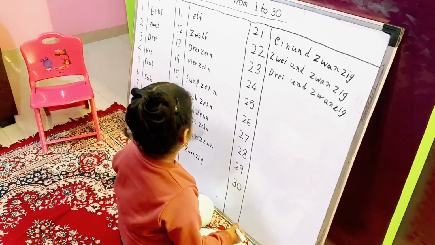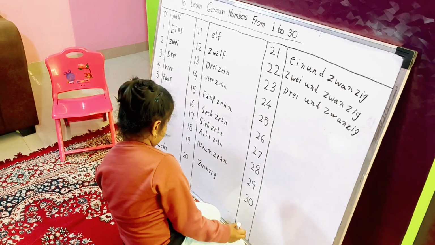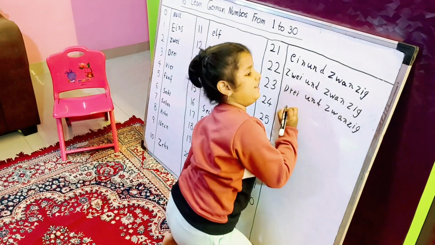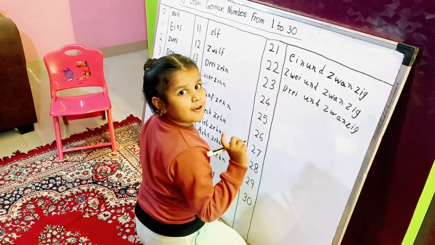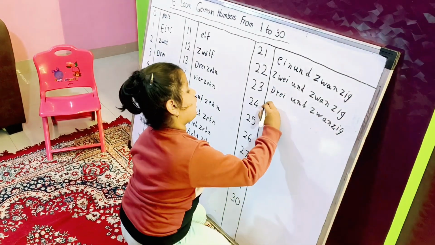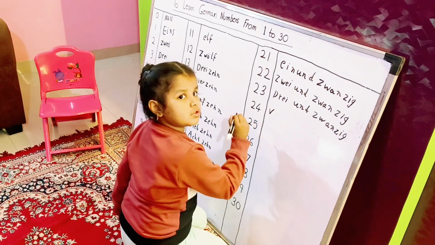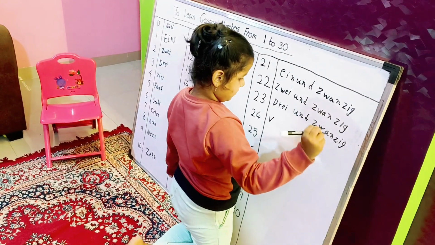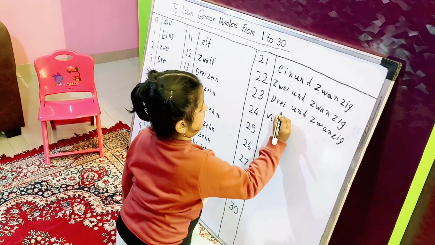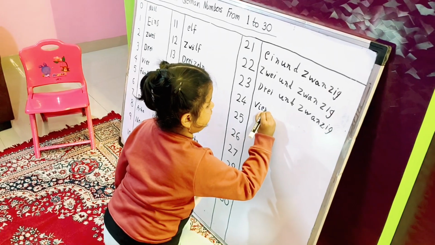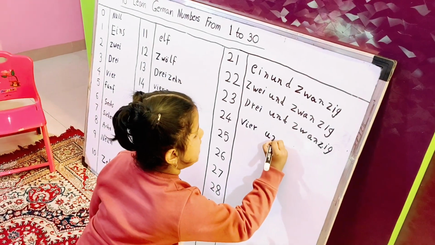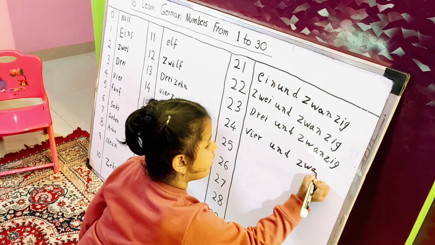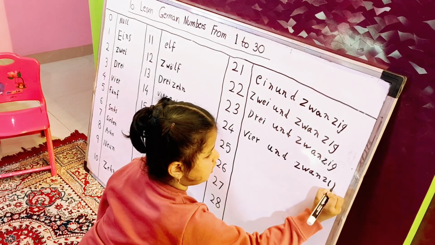Okay. Now twenty-four. What will we say in German? Look, I will show you. This is vier. This is two and four. Then you will write first this four. Vier und zwanzig. V-I-E-R, und, U-N-D, und zwanzig, Z-W-A-N-Z-I-G.